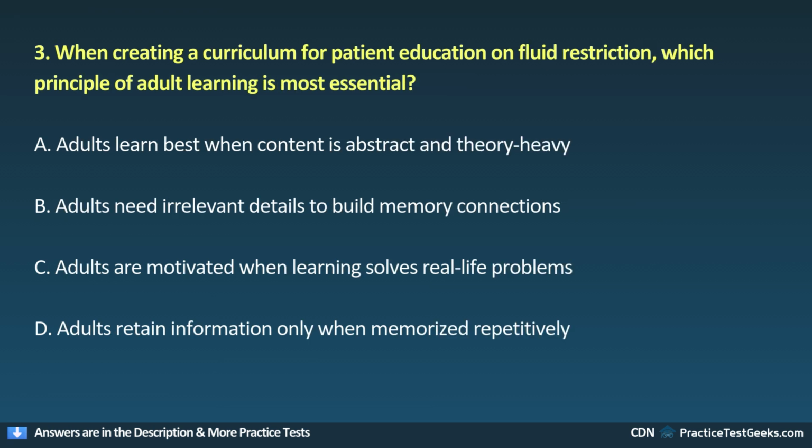3. When creating a curriculum for patient education on fluid restriction, which principle of adult learning is most essential? A. Adults learn best when content is abstract and theory-heavy. B. Adults need irrelevant details to build memory connections. C. Adults are motivated when learning solves real-life problems. D. Adults retain information only when memorized repetitively.